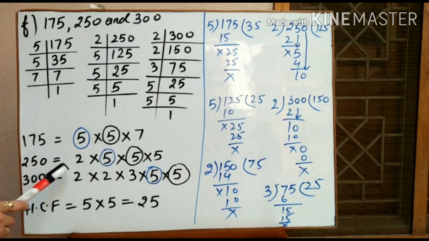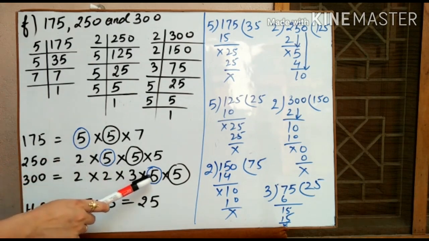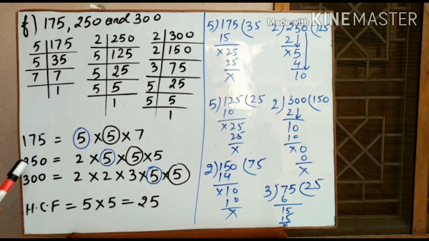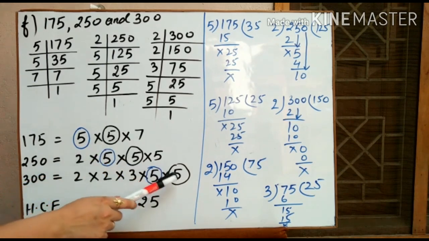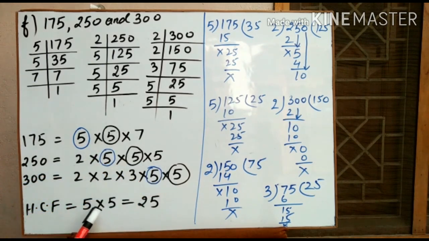We can see this 5 is common. It is a factor of 175, 250 and 300. That's why we will write 5 here. And one more 5 is common. We will write the next 5 by putting a multiply sign in between. Now HCF 5 5 are 25. 5 into 5 is equal to 25. 25 is the HCF of these numbers.